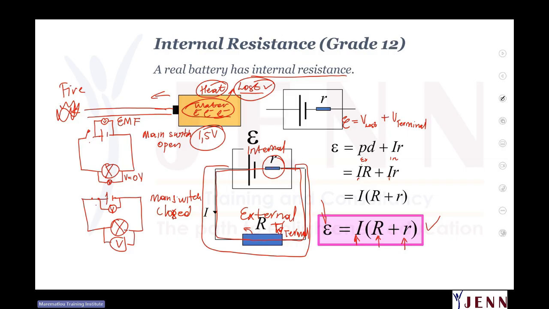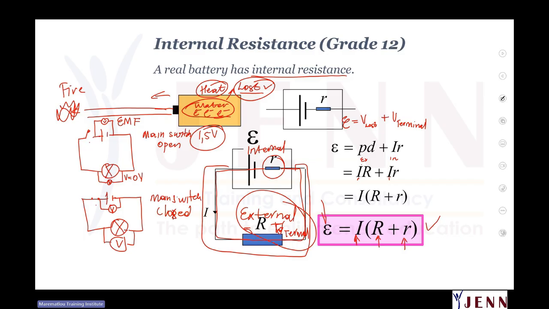Every appliance is not working, but the box where we get electricity still works, still functions. That's why we get EMF. But when the switch is closed, then we get what we call terminal potential difference, which is the one that we see there. So this is a 1 mark question that the examiner would ask you, straight point blank.